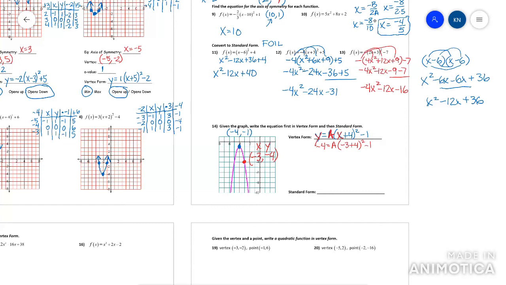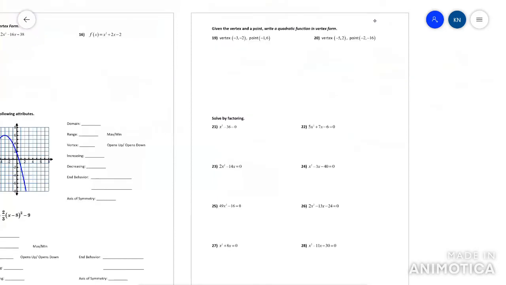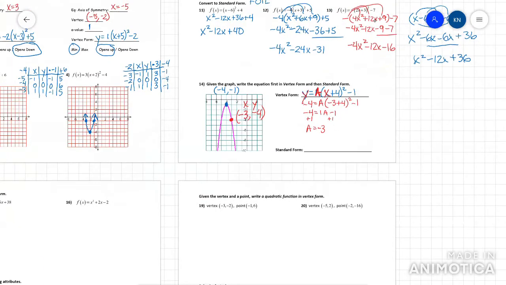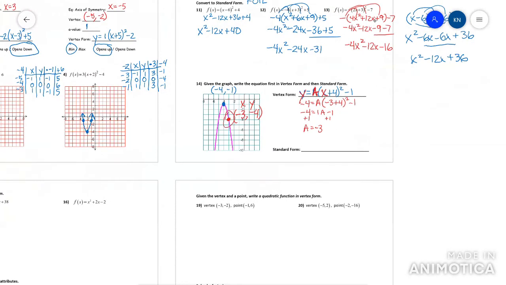Negative 3 plus 4 is 1. Squared is 1. So this part becomes 1a. Then just finish solving this by adding 1. I got a equals negative 3. Which makes sense because I went down 3 over 1 to get to this red dot right here. Sorry about the screen drop.